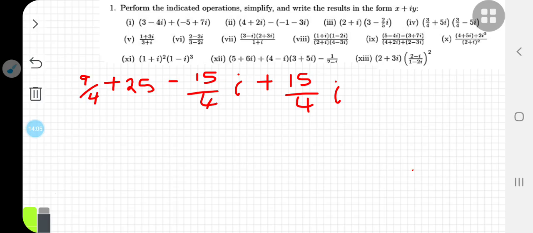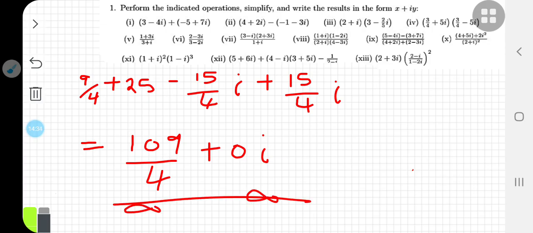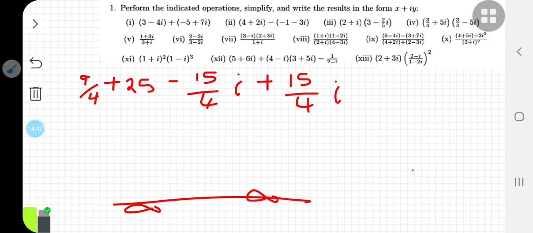And what is 9 plus 20? 9 over 4 plus 25. So when we multiply 4 times 25, then add 9, this will just give us 109 over 4. So this part will give us a 0, so it's going to be plus 0i. So that will be our answer: just 109 over 4 plus 0i. We move on.